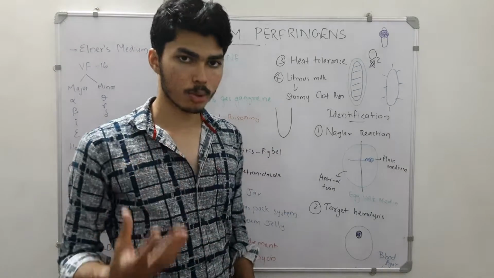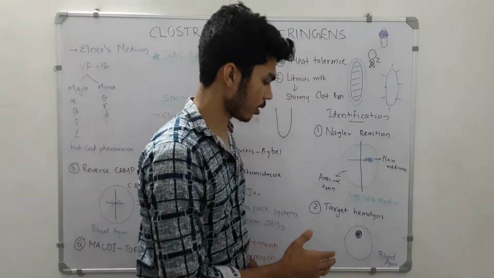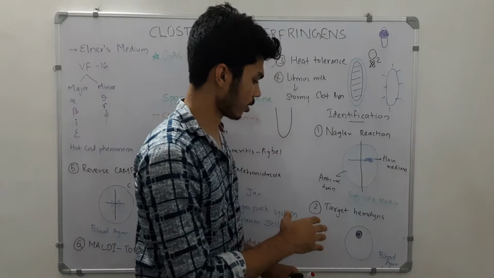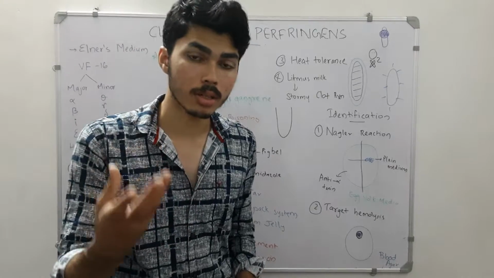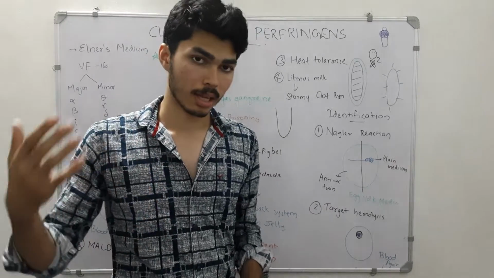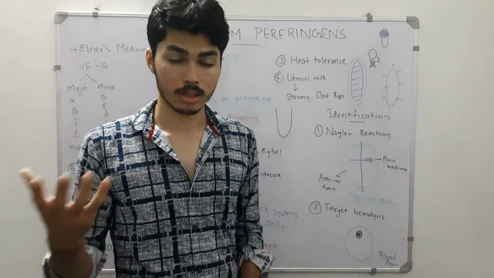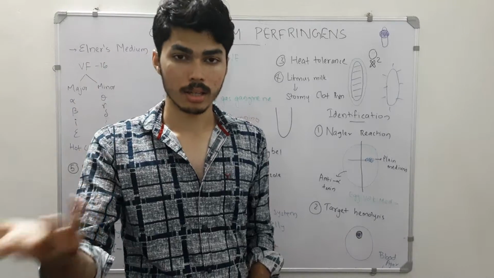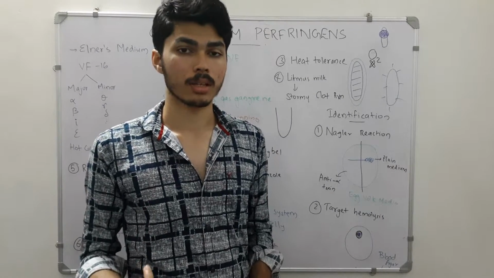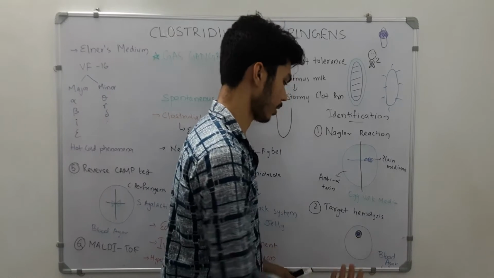So in the target hemolysis, you can take a blood agar. Before I go into that, you can culture the Clostridium perfringens, as I have said earlier, in the Robertson heat cooked meat media. Then you can even use the nutrient agar, blood agar. So here you are culturing in the blood agar.